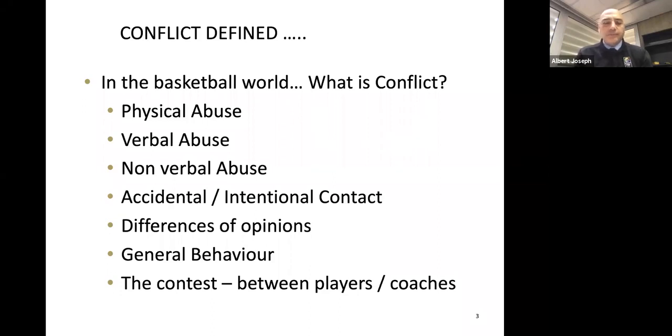This is still conflict. Then we have differences of opinion, and that's probably one of the biggest areas that as referees or officials we come to deal with. Also, administrators and supervisors of the game, when we're talking to people who are a little bit agitated, it's generally because there are differences of opinion. Then we have general behavioural conflict, and we'll drill down into some of these as we go. And then we've got a contest between players and coaches, players and players, and coaches and coaches. This type of conflict is not necessarily bad, as I mentioned. It's what we call healthy competition, but still it leads into a conflict. It's something that we need to be mindful and aware of.